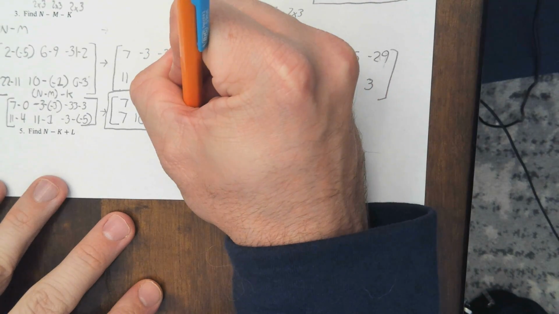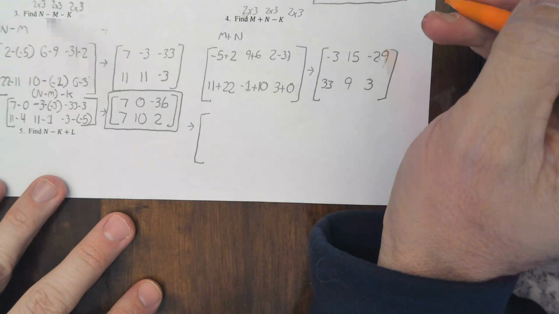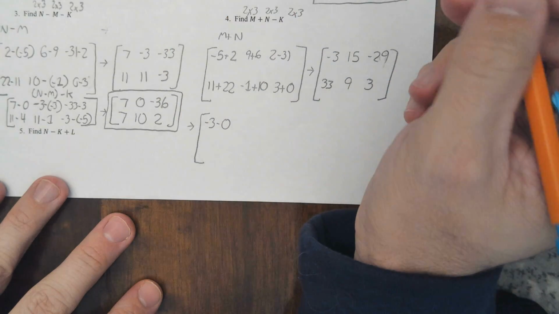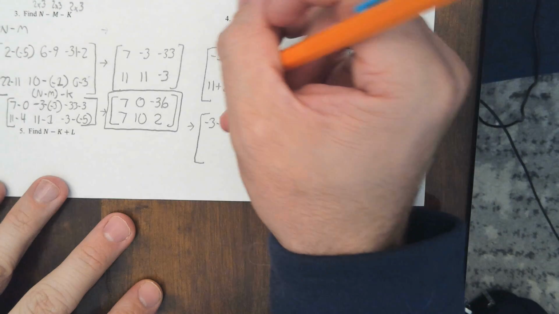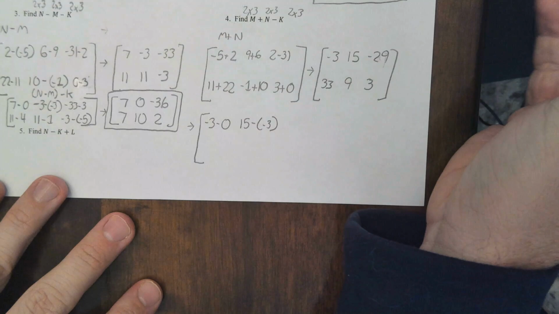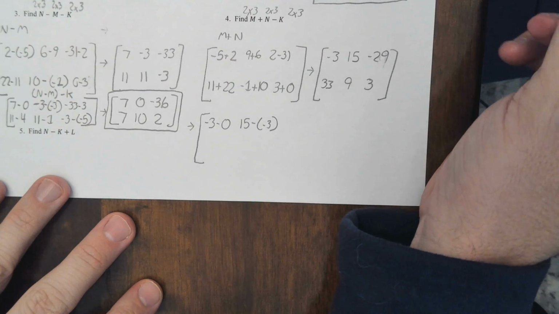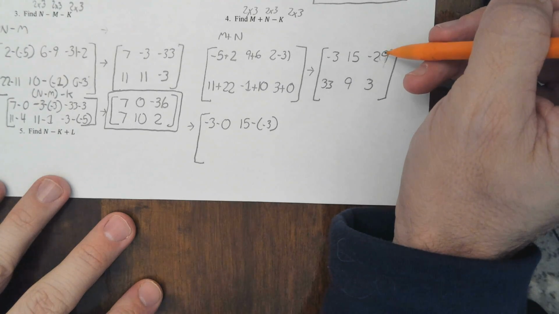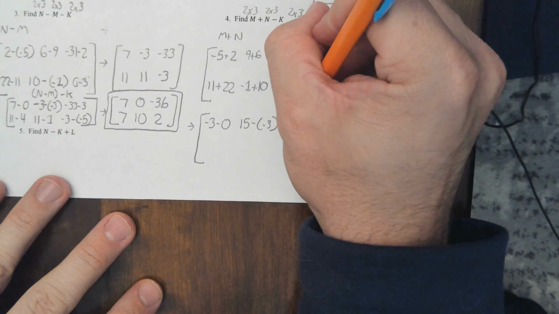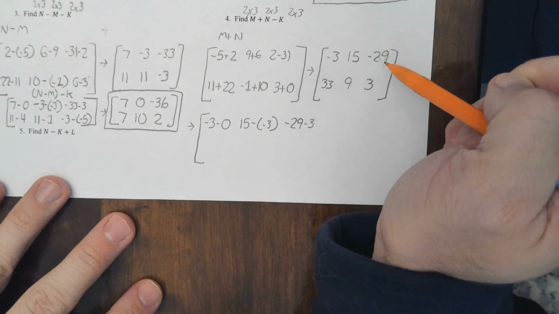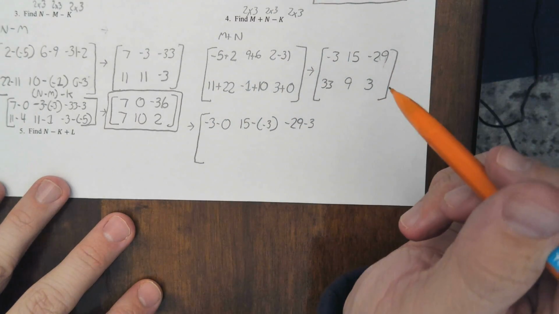So now it's going to look like this. We're going to take the first element here with the first element of k, so negative 3 minus 0. The 15 and the negative 3 are corresponding elements, so we're going to do 15 minus a negative 3. And then negative 29 minus 3, because they share the same position, the negative 29 and the 3. They're corresponding elements.